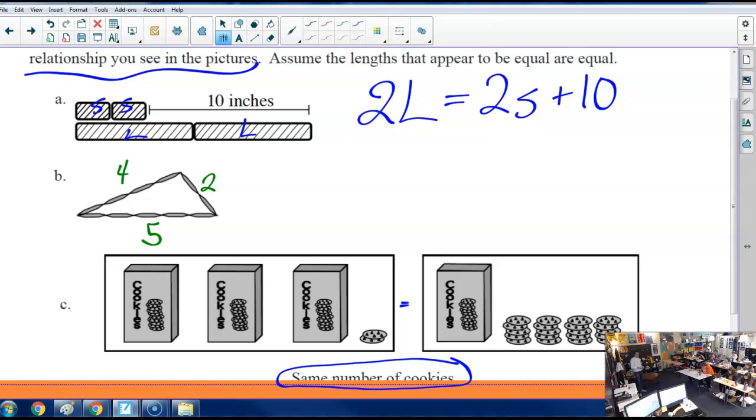Olivia, pick B or C and help me figure this out. You want to do B or C? I know, that's why we're going to do it together. B. So, I've labeled like a 2 and a 4 and a 5 there, but do you know what relationship we're supposed to see because they made a triangle with it?